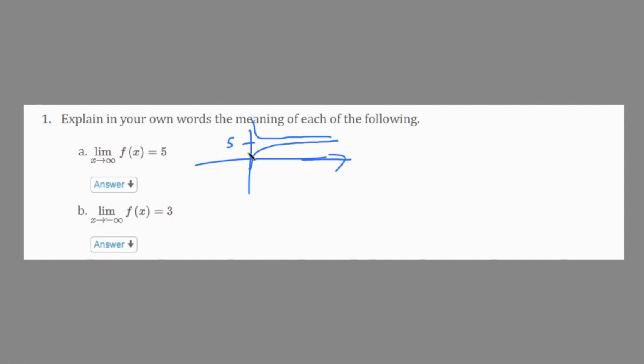And b, the limit as x goes to negative infinity of f(x) equals 3. What this is showing is as x goes to negative infinity, which is to the left, our graph will ultimately try to reach the y value of 3. That could look something like this. Let's say 3 is right there. It could be from the bottom or the top, as long as it's going towards the left and the function is going towards the y value of 3.